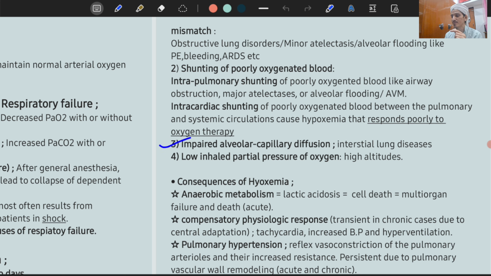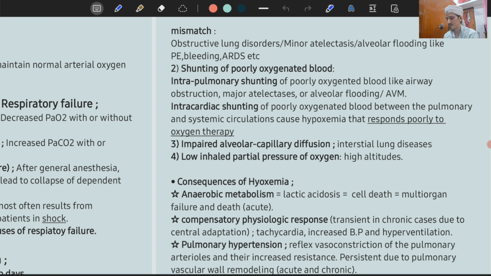So number 3 is impaired alveolar capillary diffusion. So the interstitium, when it is fibrosed, oxygen diffusion will be difficult. So this is seen in interstitial lung disease. Number 4 is low inhaled partial pressure of oxygen. For example, in high altitudes, in the atmosphere itself, you will have less oxygen. So that's why there is less oxygenation. Okay, now understand this one.